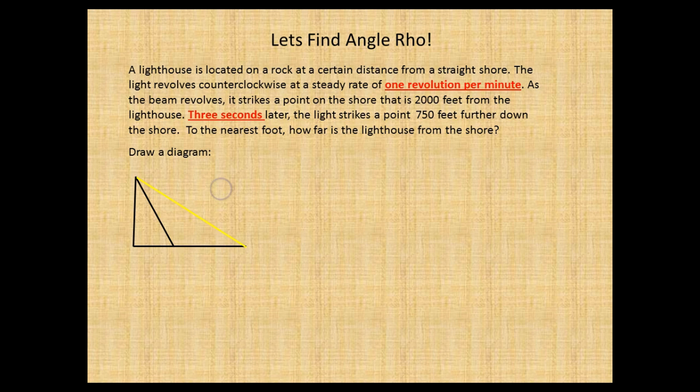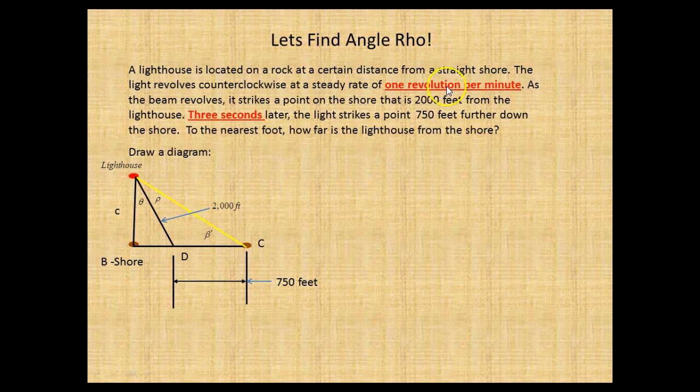So let's draw a diagram. We have the shore here, which is called B, and we have the lighthouse up here. It says a lighthouse is located on a rock a certain distance from a straight shore. Here's a straight shore, and here's the lighthouse. The light revolves counterclockwise at a steady rate of 1 revolution per minute. It doesn't matter whether this light revolves counterclockwise or clockwise. But it tells you that. What matters is that it revolves at a steady rate of 1 revolution per minute.